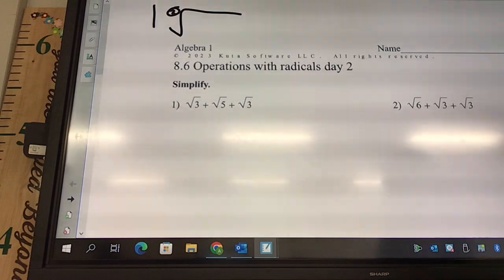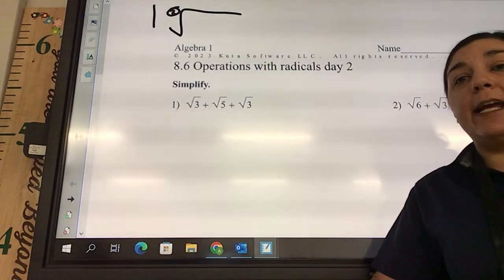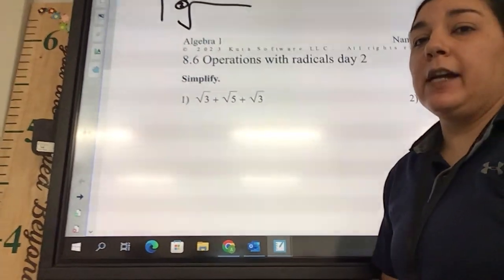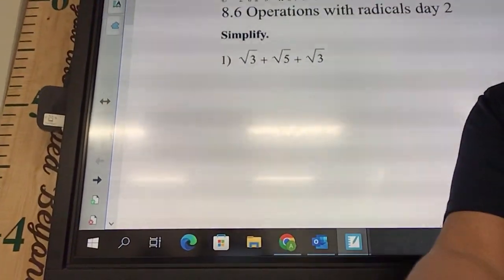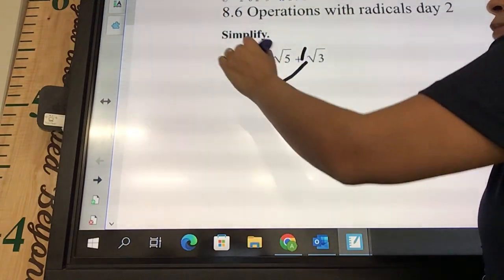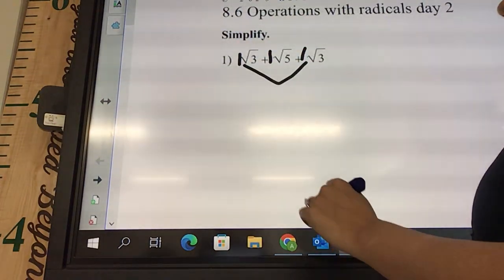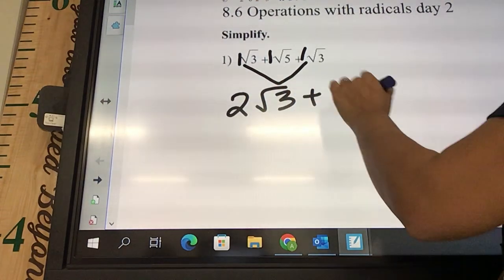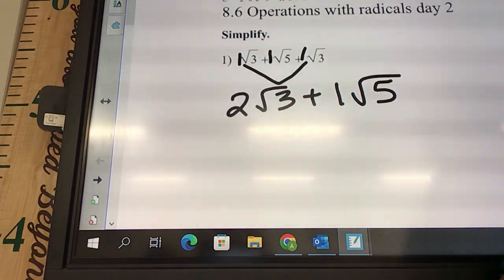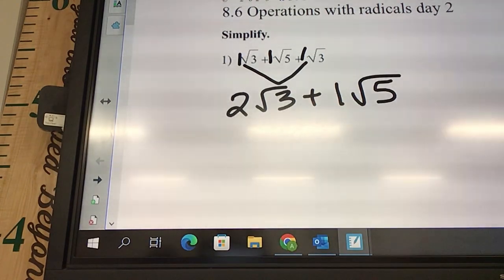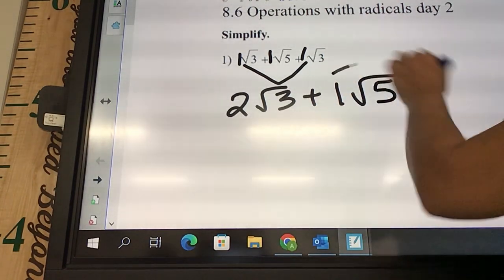So if we look at number 1, which ones can I add together? The 3 and the 3. And then all of these are going to have a 1 in front. So what is 1 plus 1? 2 square root 3 plus 1 square root 5. We cannot combine this 3 and this 5 together because they're different. So this is our answer.